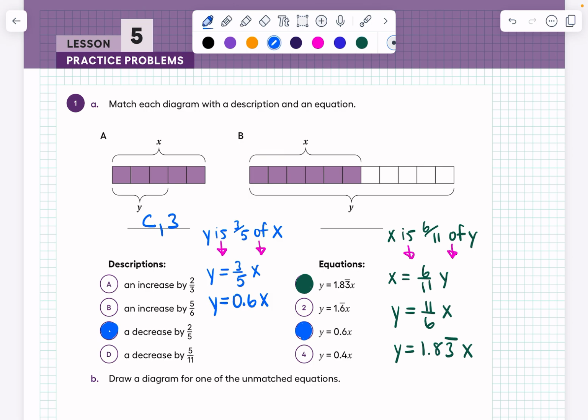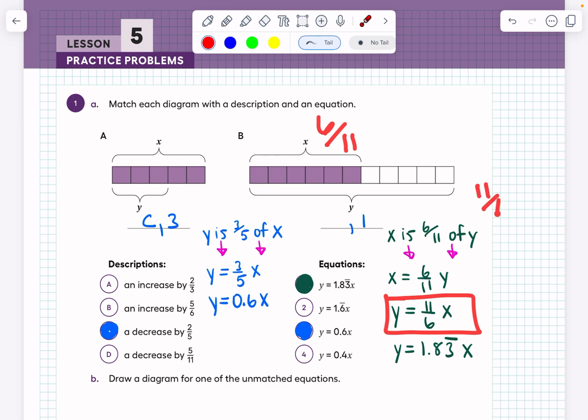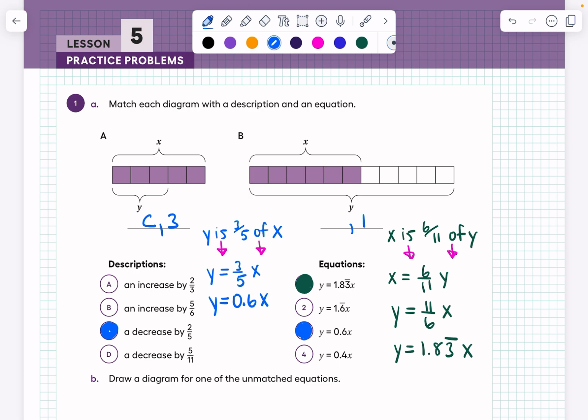So if you think about this right here, y equals 11/6x. If you go from 6/11 to 11/6, oops. Sorry. If you're looking at it from y equals 11/6x, that means that it was an increase because we had to start off with 6/6, and to go from 6/6 to 11/6, it had to have increased by 5/6. So this one is an increase of 5/6.